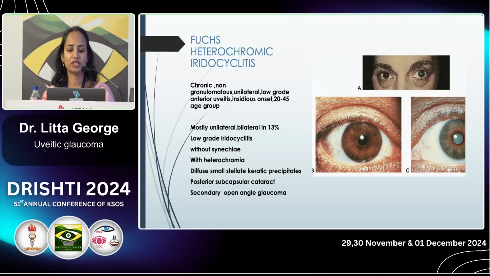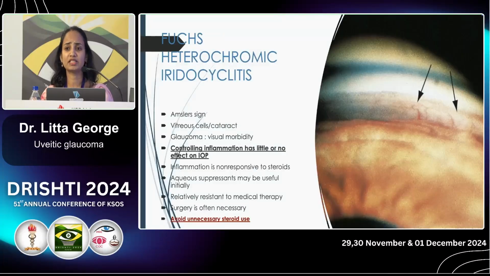There can be diffuse stellate keratic precipitates over the endothelium. The glaucoma is an open angle type of glaucoma, and usually the chronic inflammation leads to fibrosis of the trabecular meshwork, which leads to raised intraocular pressure. You can get Amsler's sign, that is, fine blood vessels can occur in the angle.